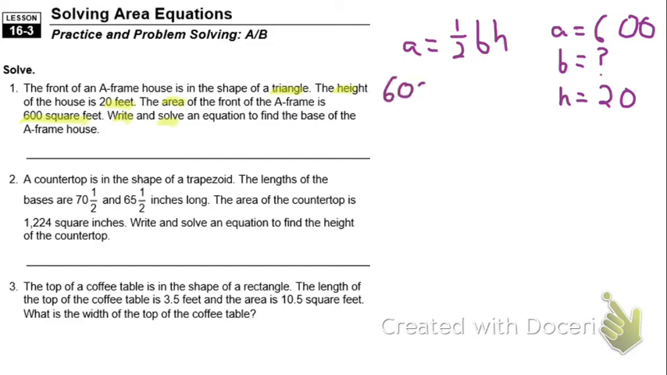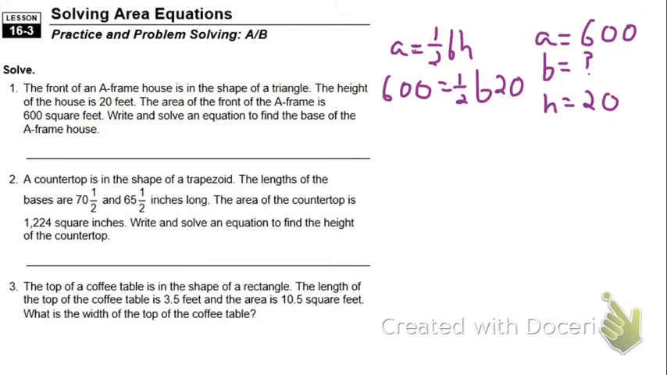Instead of the area, let's substitute 600 is equal to 1/2 the base. We still don't know what it is, so let's keep it as a B. And then 20. So what I'm going to do here, ladies and gentlemen, is take half of 20, which is 10. So 600 is equal to 10 times the base.